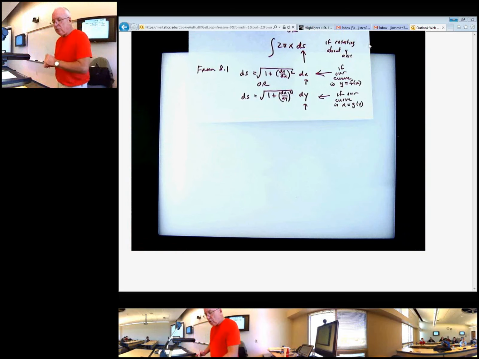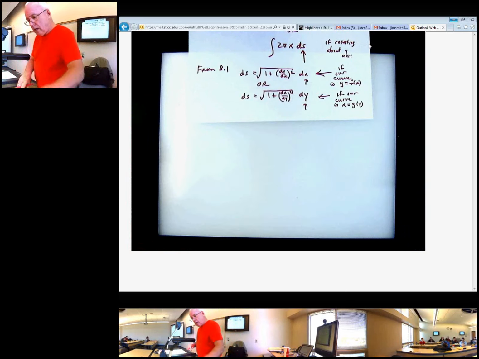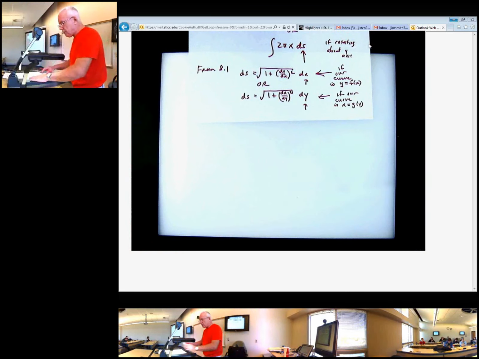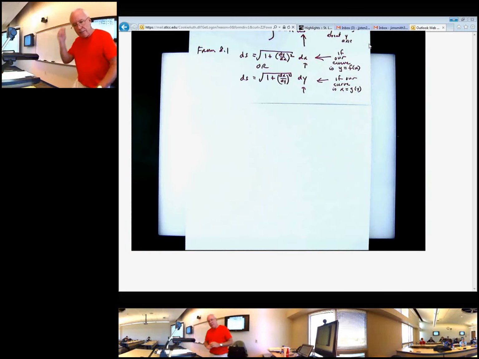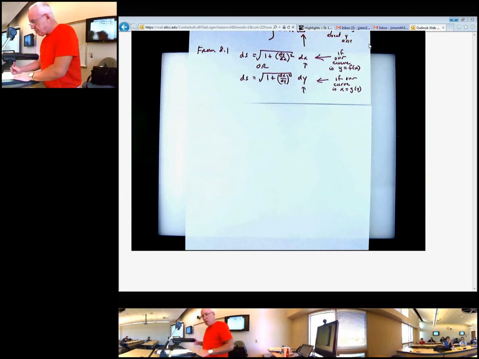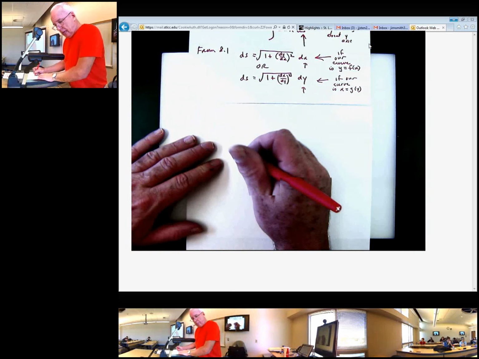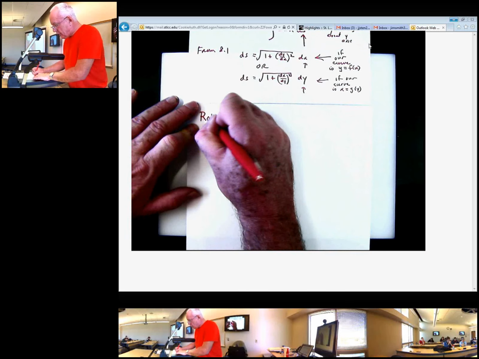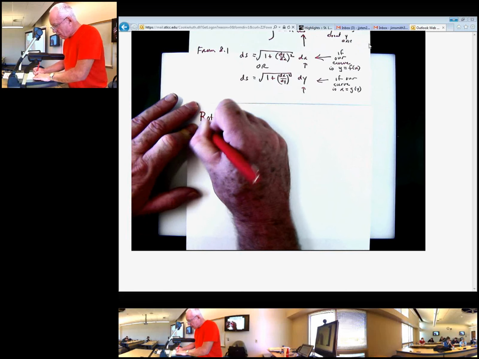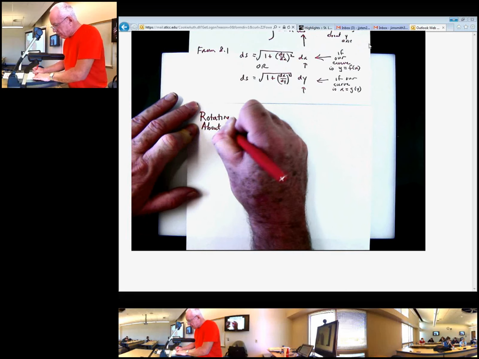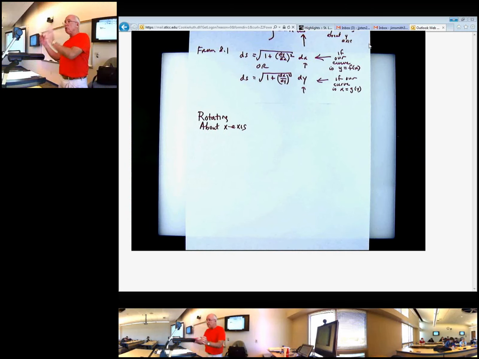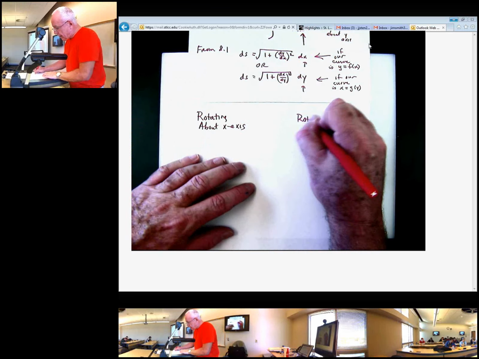So let's look at the final result here, and it's on your sheets there, but let's put it down here. We have two cases. One where we're rotating about the x-axis, and the problems in the homework will clearly state x-axis or y-axis, okay? Or the other case, if we're rotating about the y-axis.